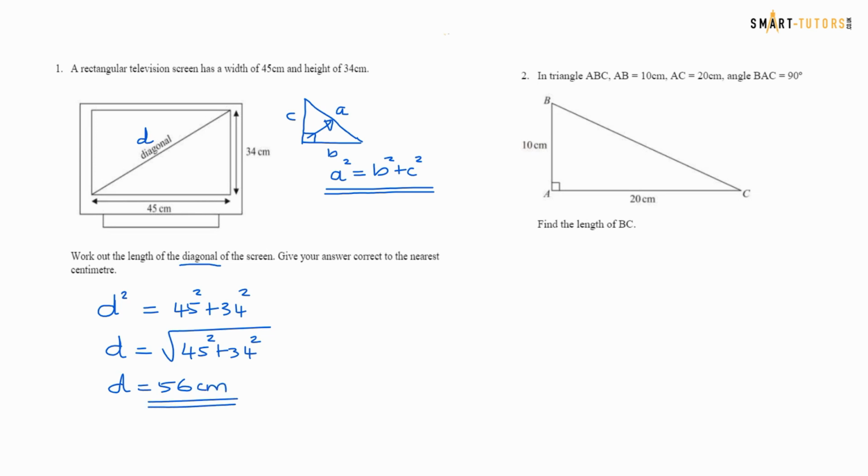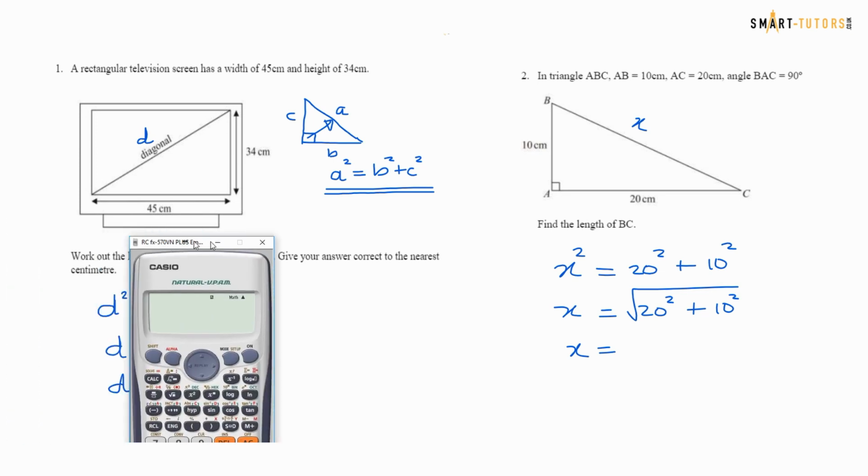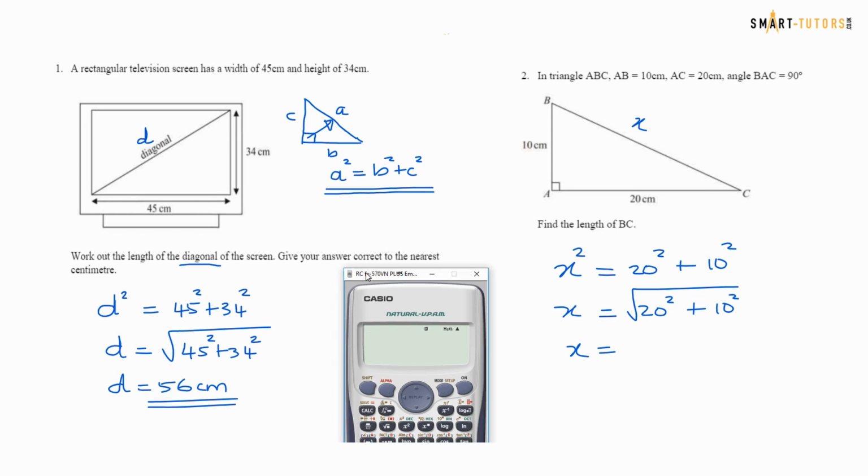Second question: a right angle triangle is given, find the length of BC. Straight away, I can label that as x. So x squared equals 20 squared plus 10 squared. So x equals the square root of 20 squared plus 10 squared. Again, press the calculator to find the answer. I'll show you how I'm pressing the calculator.